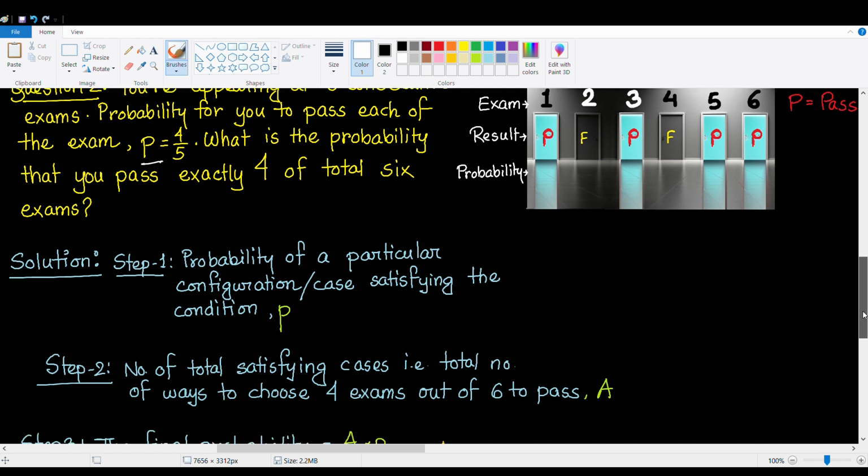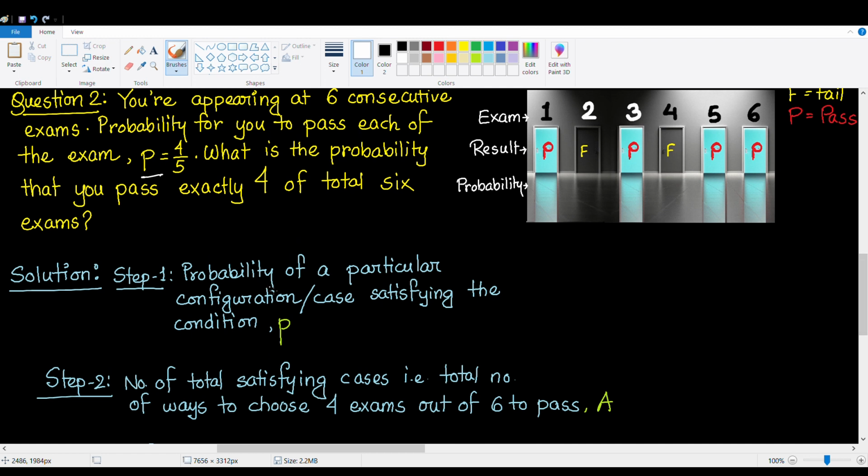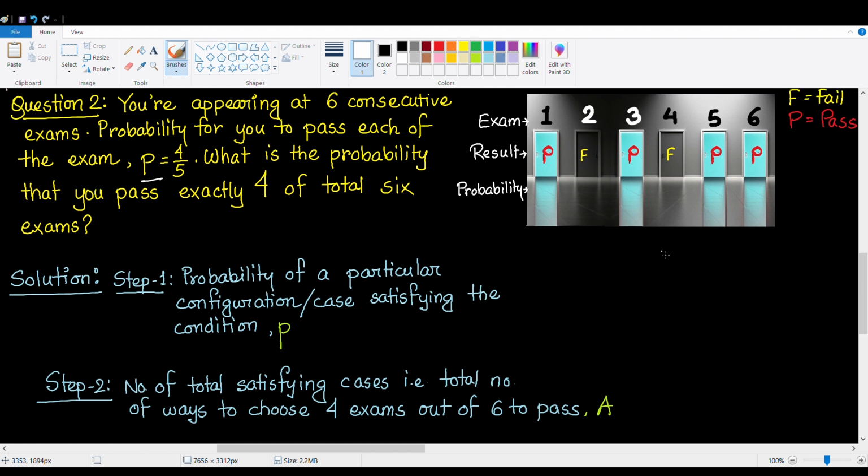Similarly, like the last problem, we're going to calculate the probability for a particular condition. Say this is a configuration where we pass in exams 1, 3, 5, and 6. So we fail at exams 2 and 4. There are 6 exams in total. So the probability of passing exam 1 is 4 by 5, and likewise 4 by 5 for each of the passed exams. And failing in the second exam would be 1 minus 4 by 5, and the same for the fourth. So again, we are going to multiply them.